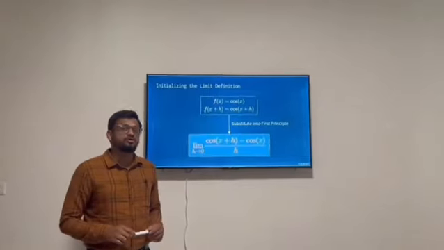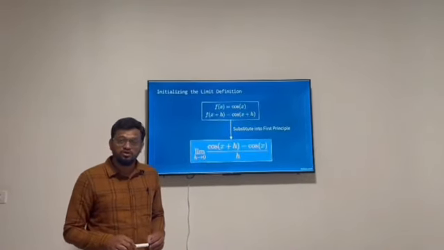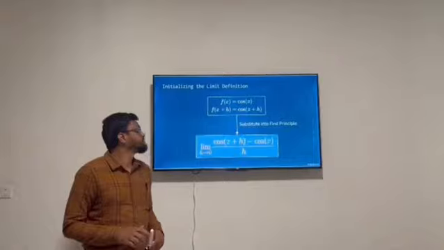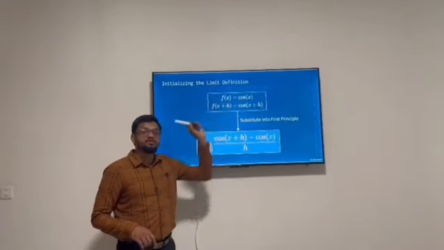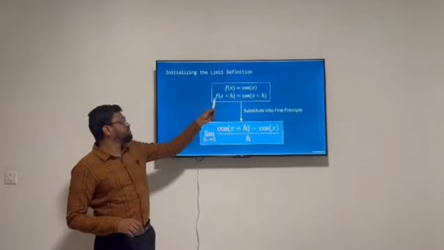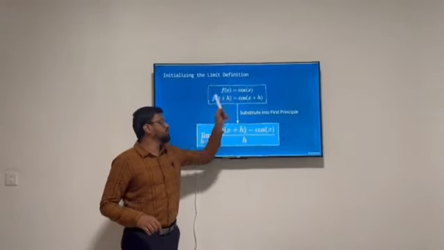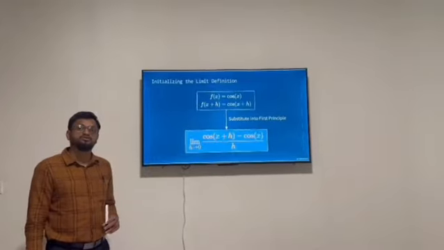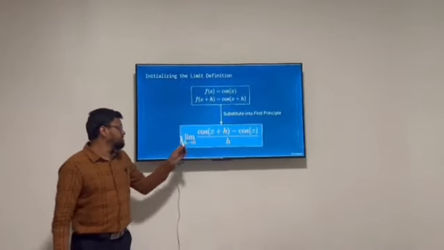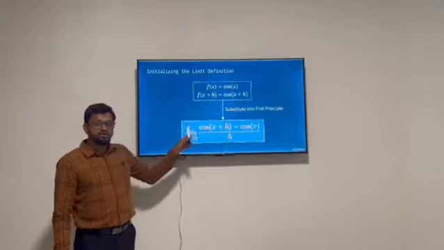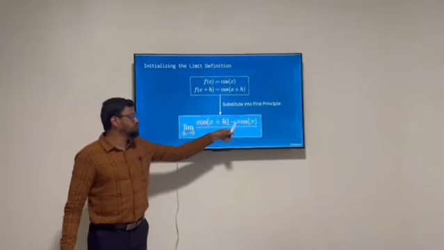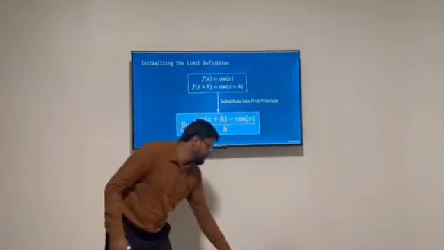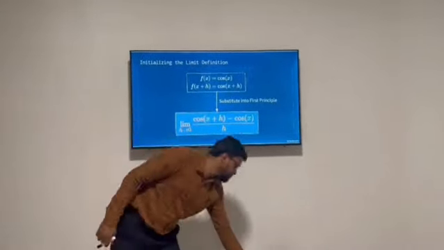cos x. Now we have to find the rate of change of a cosine wave. Here, f of x will be cos x. So f of x plus h will be cos of x plus h. Substituting these values into the first principle, we get the limit as h approaches 0 of cos of x plus h minus cos x upon h.